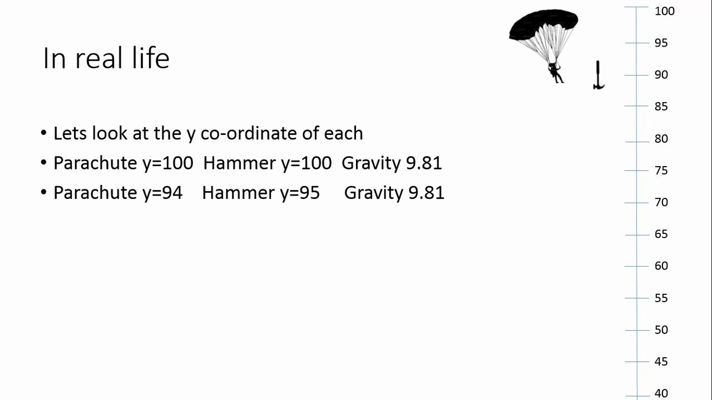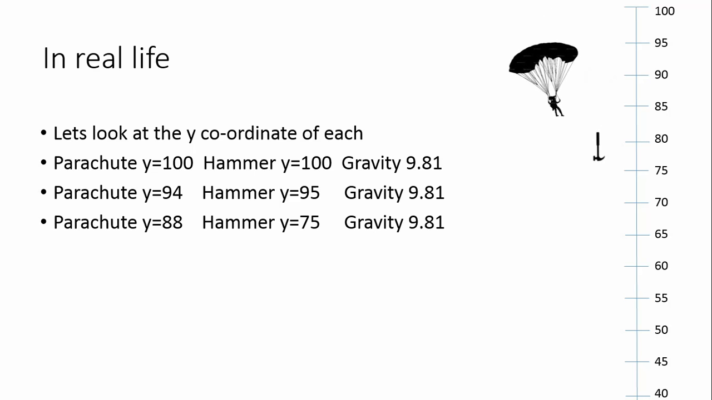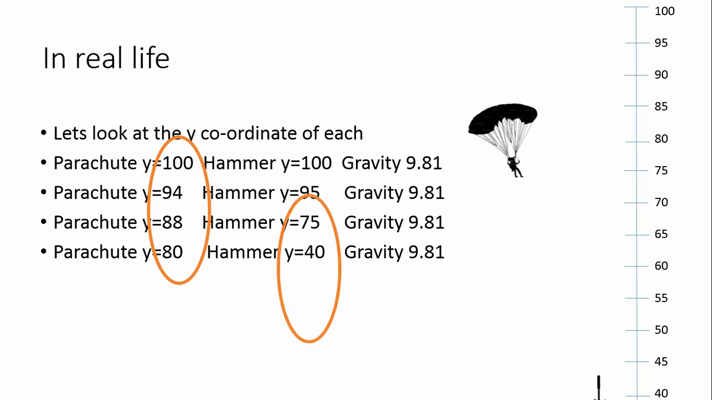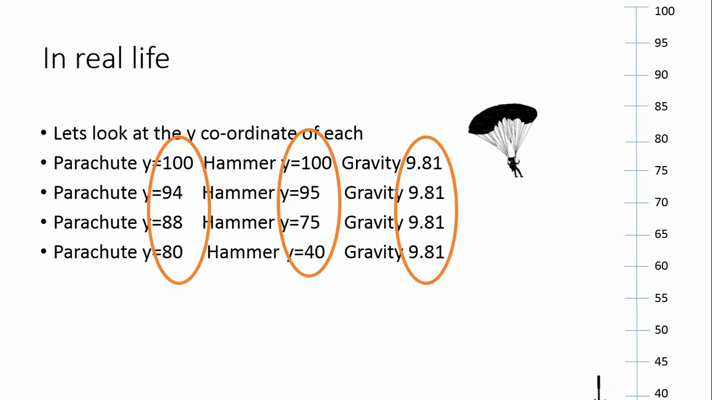After a moment, we start to see a difference. The parachute is now, its y variable value is 94. The hammer is 95. But again, gravity is the same. And we see a bit more of that. And finally, after a few moments, the parachute is at 80. It hasn't moved that far, but the hammer is shot down. Its y is radically different. Its value now is 40. That's half of the value of y, 80. But again, the gravity, as we can see, even though these are very different, is exactly the same.